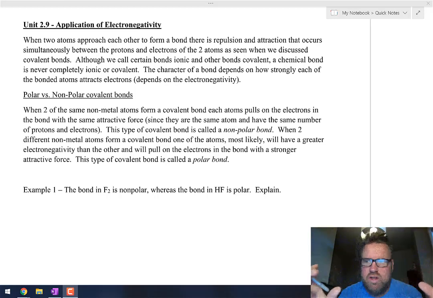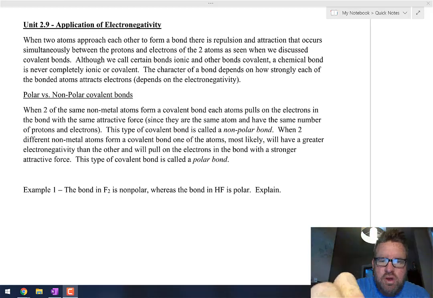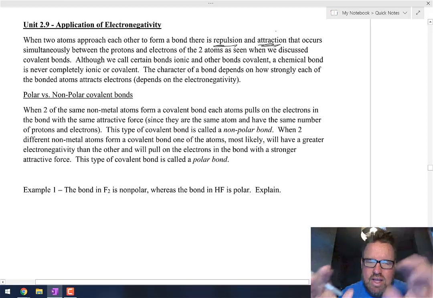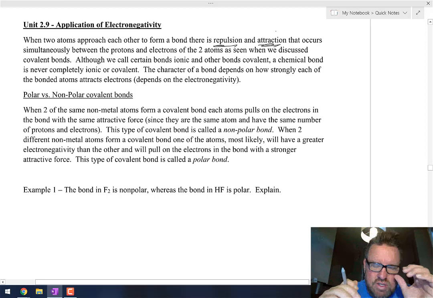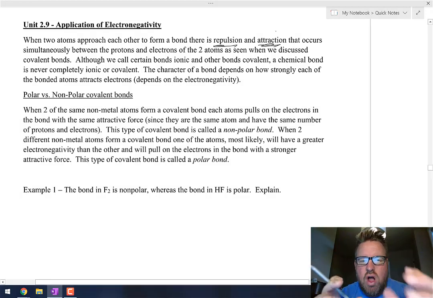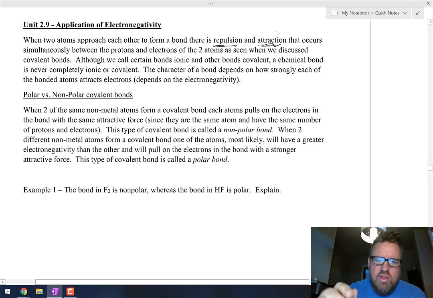And we also know that as two atoms get close to each other, there's a lot of repulsion amongst the electrons, but there's also attraction between the nuclei of both of the atoms as those electrons approach each other. So there is some repulsion and there is some attraction that occurs between the electrons and the protons of different elements, okay? So when we talk about a bond and how strong that attraction is, we know that that deals, again, with electronegativity, okay?